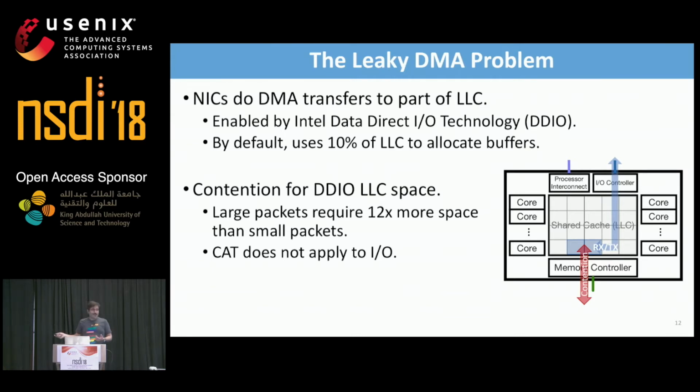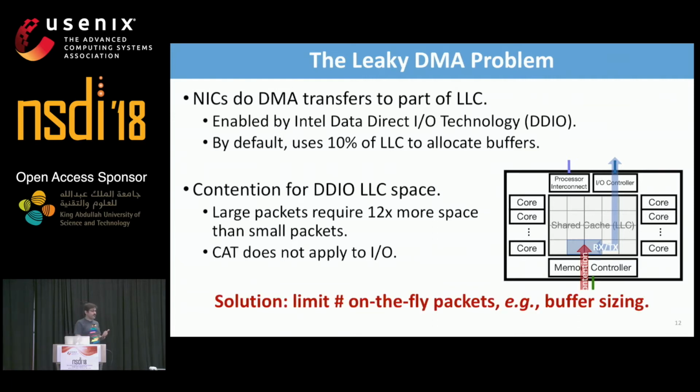So another thing to note is that CAT does not apply here. CAT does not apply to I/O. So this LLC sharing for I/O is at the core of the problem. The solution, once you know the problem, is rather straightforward. There are a range of solutions you can take. One is limiting the number of packets on the fly using mechanisms like buffer sizing. So never let more than n packets in the system at the same time, aggregate on the same processor.